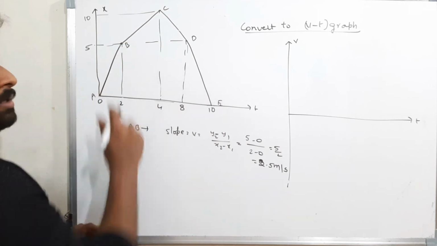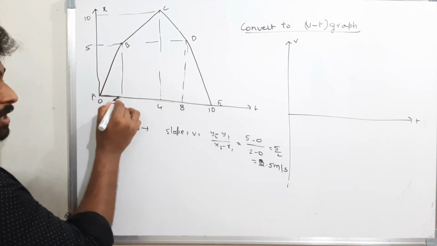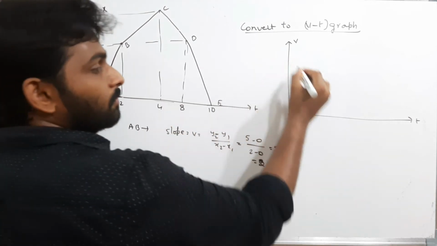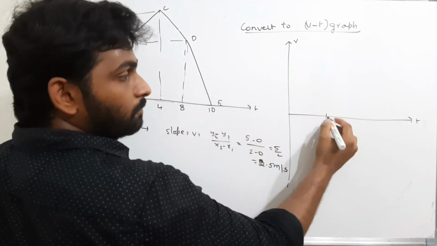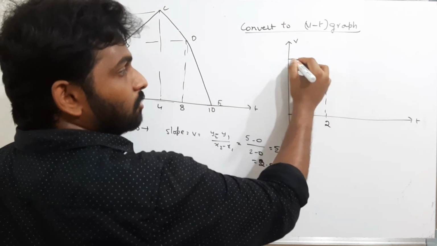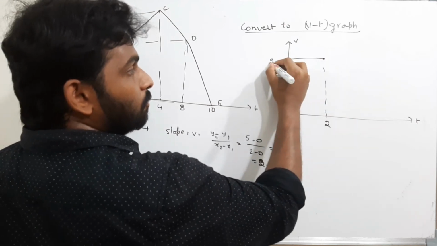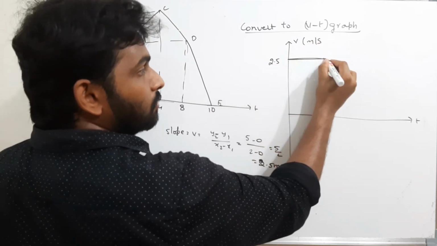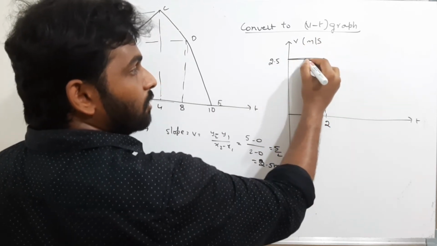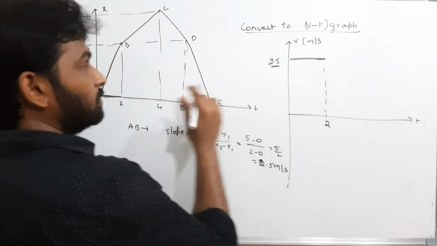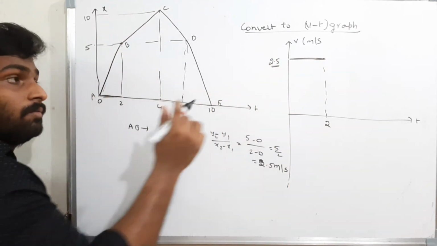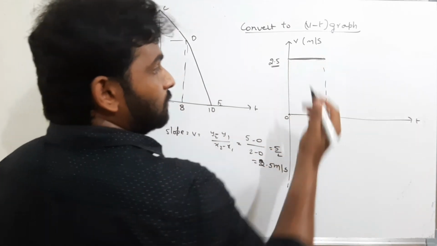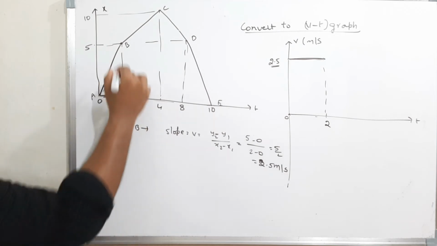Therefore, from A to B, that means till 2 seconds, the body is moving with a velocity of 2.5 meters per second. Now I am marking 2 seconds in the vt graph. This is moving with a velocity of 2.5 meters per second from 0 to 2 seconds. This is a straight line, that means the velocity is constant. Therefore, from 0 to 2 seconds, the body is moving with a constant velocity.